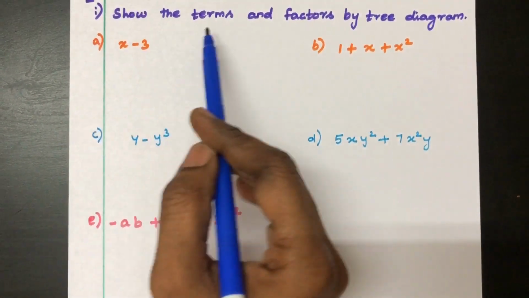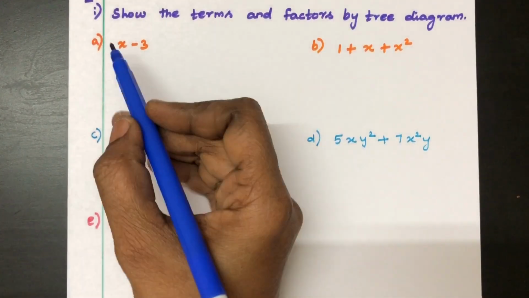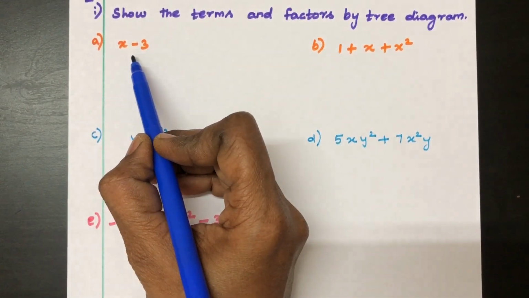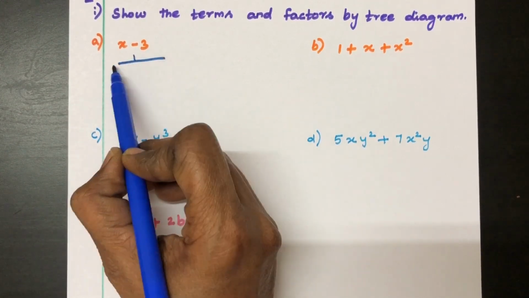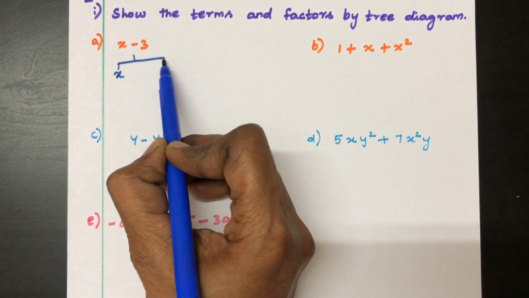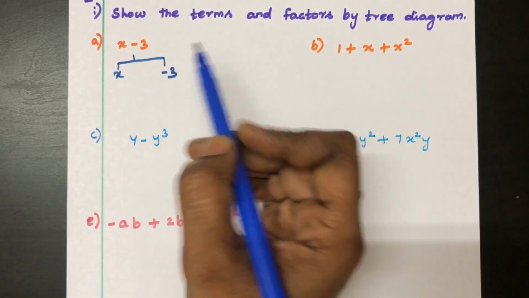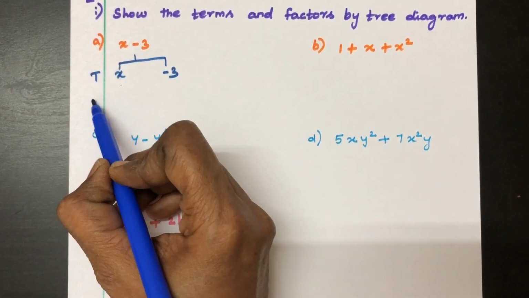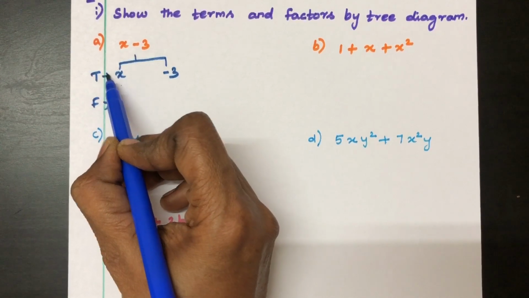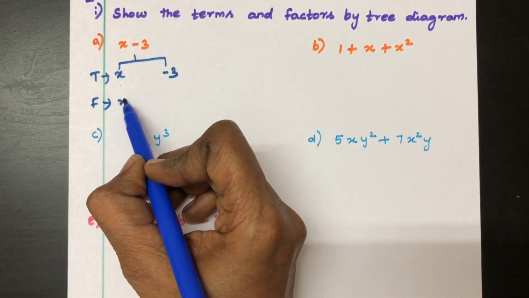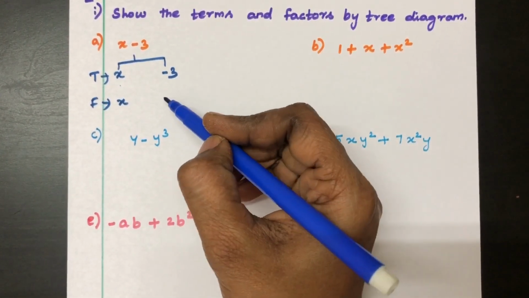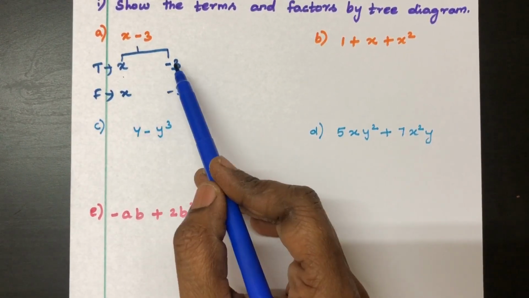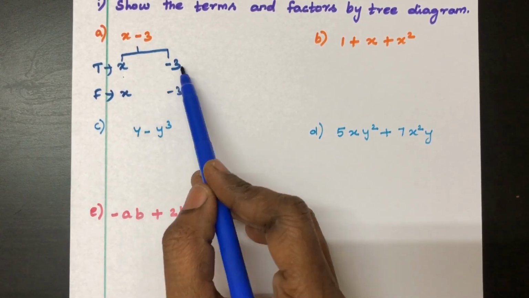Second question. Show the terms and factors by tree diagram. By looking itself, we can easily tell how many terms are there. Here, what are the terms? First term is x and second term is minus 3. Now, factors. These are all terms and these are all factors. The factor for x is x alone, and for minus 3 the factor is minus 3. No need to show if the variable or numbers are alone.